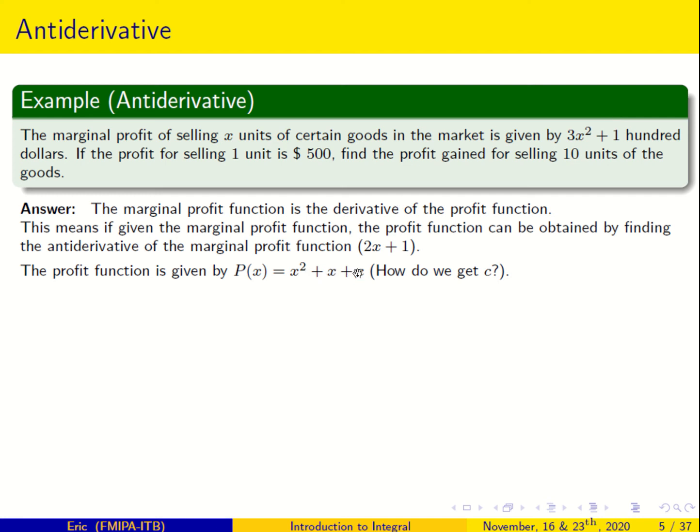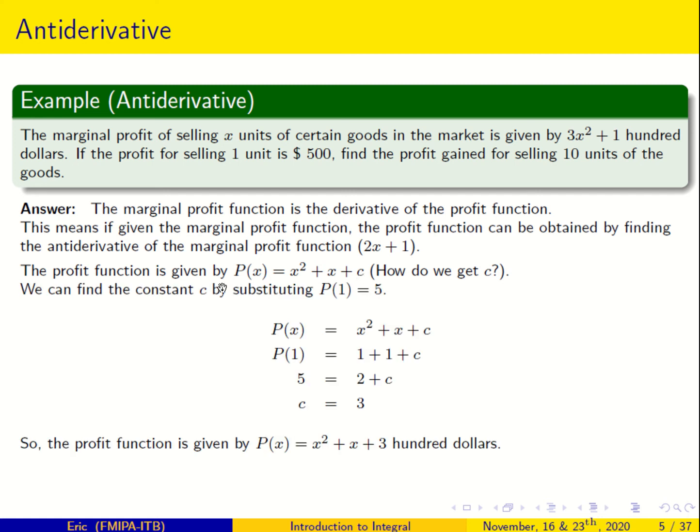How do we get c? The same reason as previously. We can find the constant by substituting that the profit for selling 1 unit is 500. Don't forget this is in $100, so P(1) is 5. Substituting this, I get c is 3. So the profit function is given by x squared plus x plus 3, in $100, that is x squared plus x plus $300.